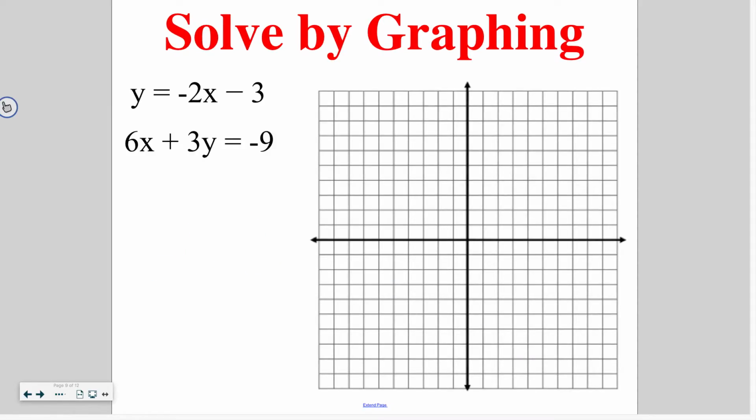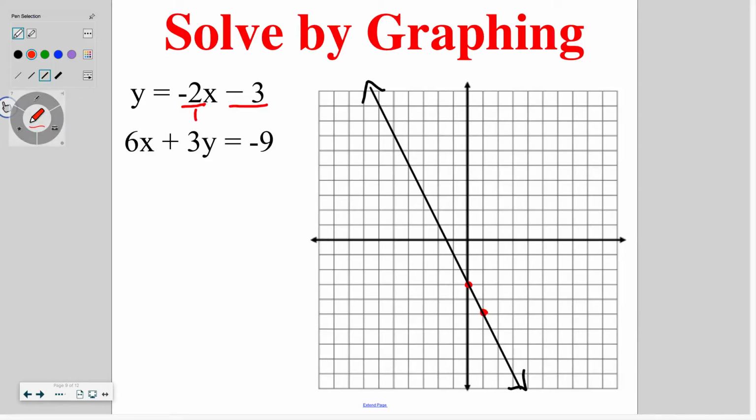Any combination of those numbers would work. Sometimes when we are graphing, we need to solve the equations before we can graph them. So this first one, we're fine. We can start at -3 and then go down 2 and over 1 and draw in our line there. The second one, however, is not in y equals mx plus b format, so we are going to need to rearrange that to get the y by itself.